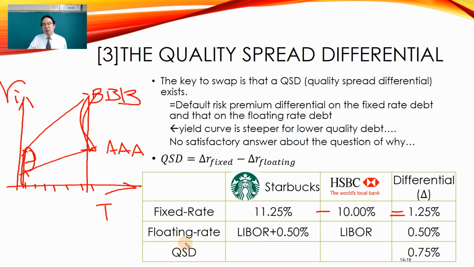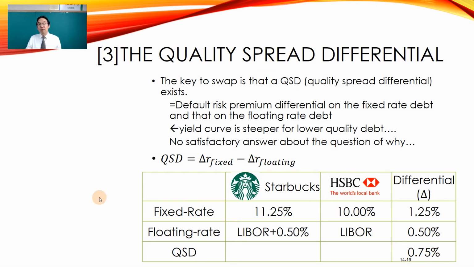Now, how about the floating rate market? Starbucks can borrow at LIBOR plus 50 basis points, whereas HSBC can borrow at LIBOR rate. So minus this, which is 50 basis points. That's the differential in floating rate. What is the QSD? That's this guy minus that guy, which is 75 basis points. All right. There is room for swap transactions, as long as you have enough QSD.